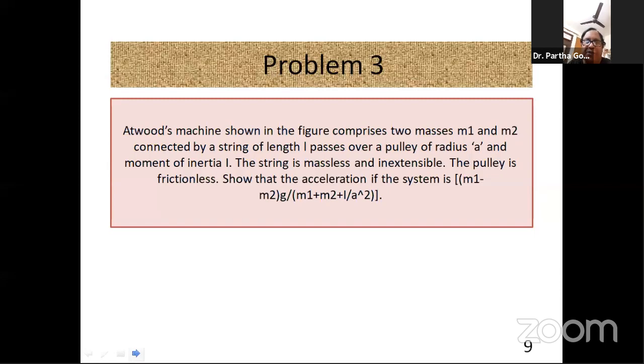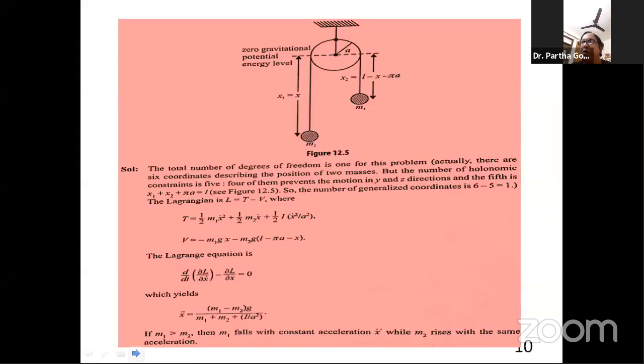Actually, go to the 10th slide, please. Yeah, one can see an Atwood's machine. One knows what an Atwood's machine is. There is a pulley that is fixed, and a string, and one mass is going up, the other one is going down, and one needs to calculate the acceleration of the masses. So this is the problem.